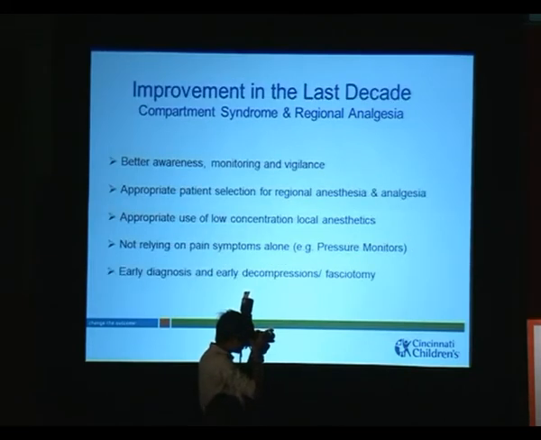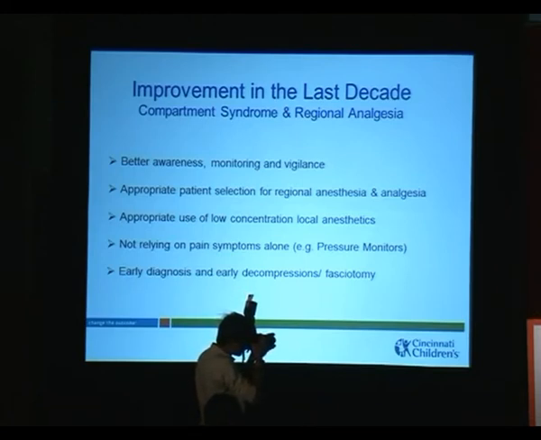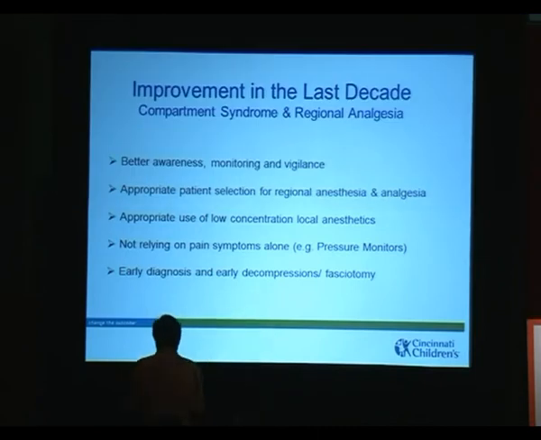So there has been improvement in the last decade, and we have better awareness, better suspicion, and better monitoring, especially the pressure monitors. And we are also smart enough to select the right patient for our regional analgesia, and good at selecting the right concentration of analgesics. And we use low concentration. So the catheters are the new way to go, as Shiv Kumar Singh talked about. It has the added advantage of flexibility, and so we can lower the concentration. And we should not rely on pain alone, as our orthopedician pointed out.